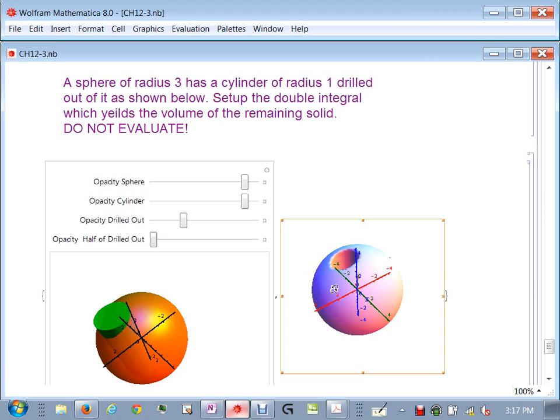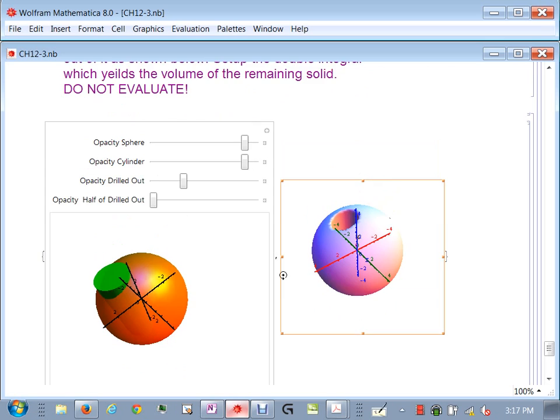Do you know the volume of a sphere? Okay. Do you know the volume of this sphere? Well, it has a radius of 3. There's a formula for it, right? So you know the volume of the whole thing. If you could just find out the volume of what got drilled out, you subtract that from the volume of the sphere, and you know the volume of what's left, right? So the question is, what's the volume of what got drilled out?